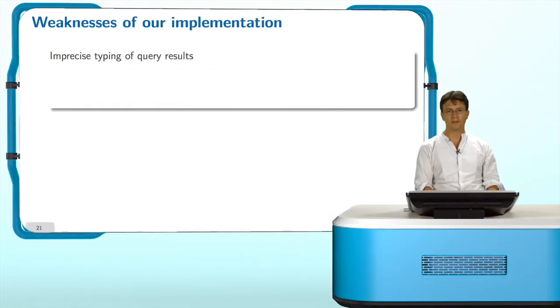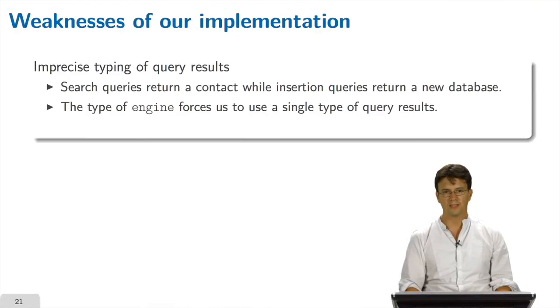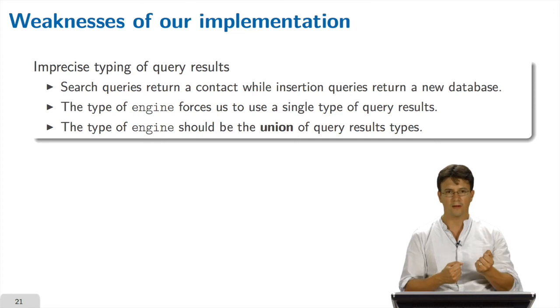So now, what are the weaknesses of our implementation? Well, the specification that we have assigned to our engine is not very satisfying. Indeed, search queries should return a contact, while insertion queries should return a database. But the type that we have assigned to engine forces us to use a single type of query results. So you have to return a database when you do a search query and a contact when you do an insertion query. Instead, we would like to say that the type of the engine is either a contact or a new database.